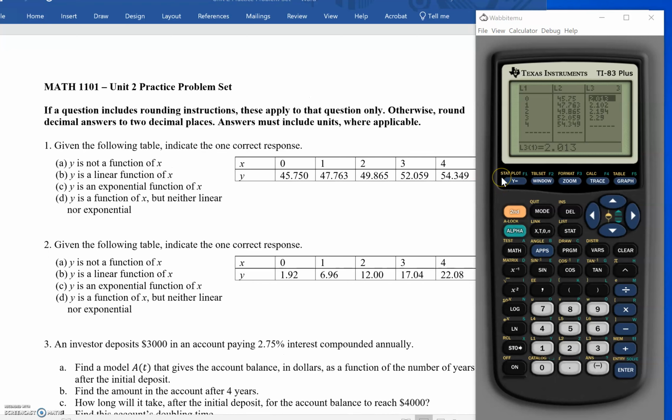So there's a couple of things we could do. We could look to see that the ratios of the L2 values are constant. That's one thing that we look for with an exponential function. Another thing that we could do is we could just do exponential regression. That's what I'm going to do here. I'm going to do exponential regression.